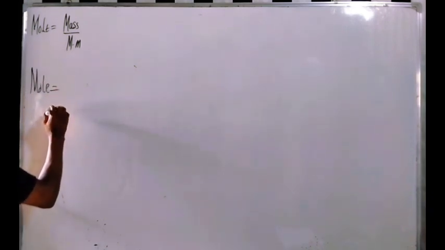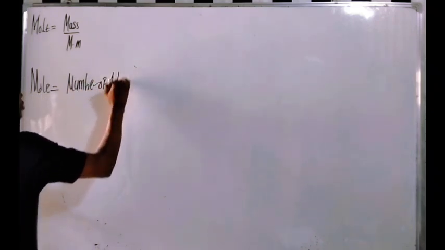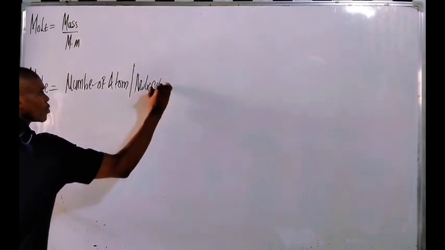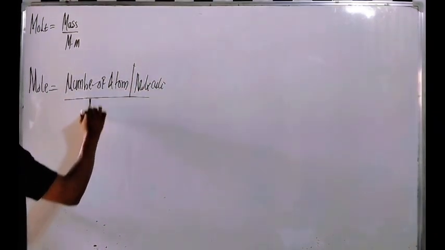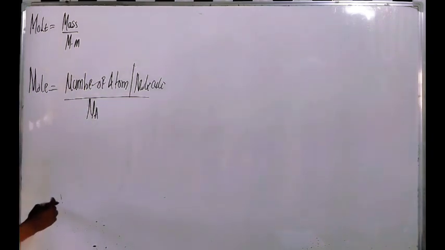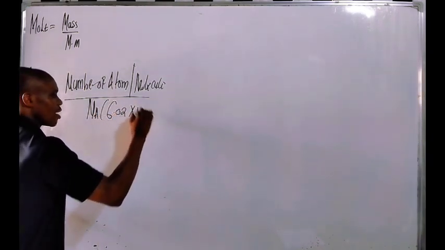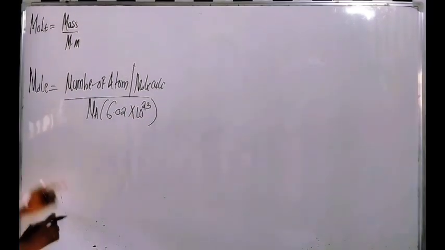The next one is mole equals number of atoms or molecules over the Avogadro's constant, which is Na. Where you see Na, it is Avogadro's constant, which is 6.02 times 10 to the power 23. Very important.